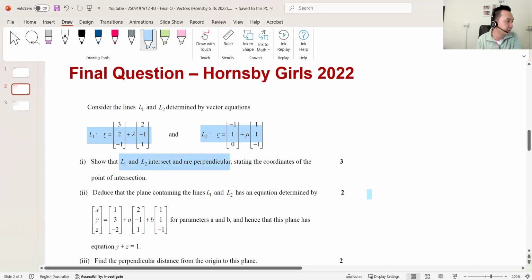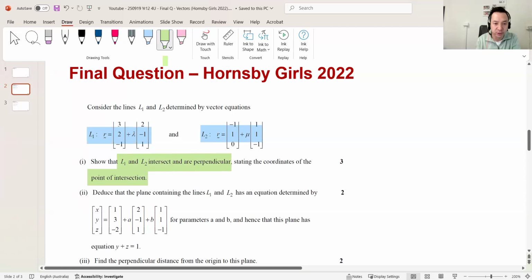So let's see, perpendicular: dot product is 0. Whenever you do anything to do with direction, use a direction vector. And if you prove that the direction vectors are perpendicular, then the lines themselves are naturally perpendicular. So that's what I have to prove, and state the coordinates of the point of intersection.